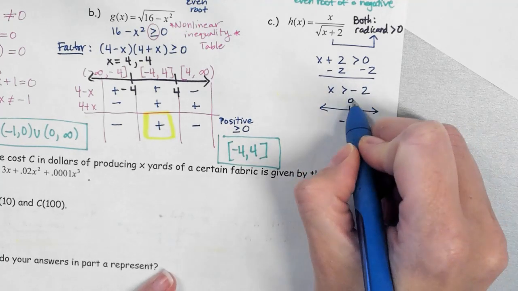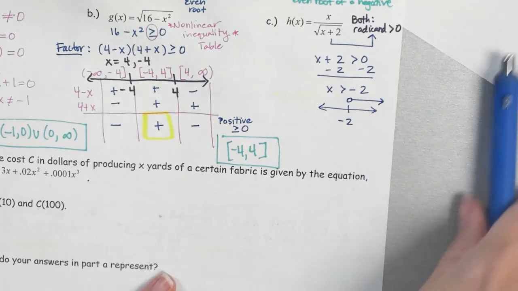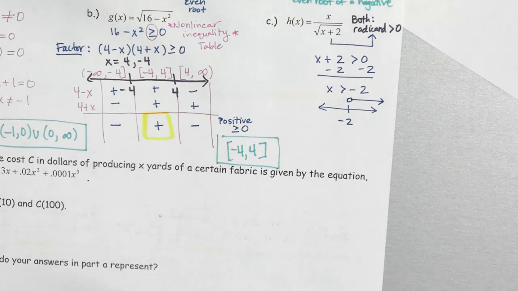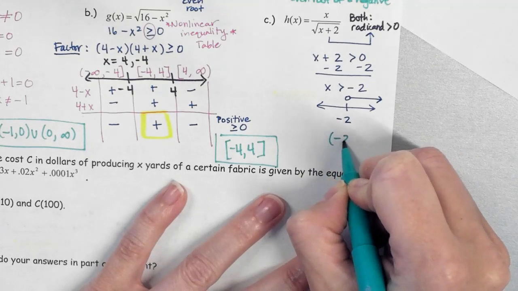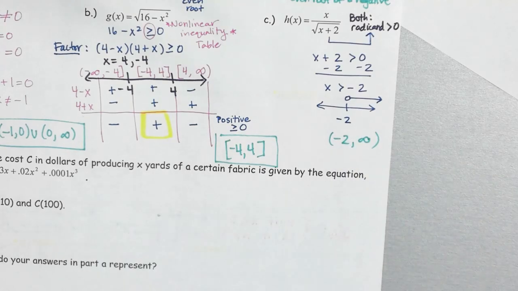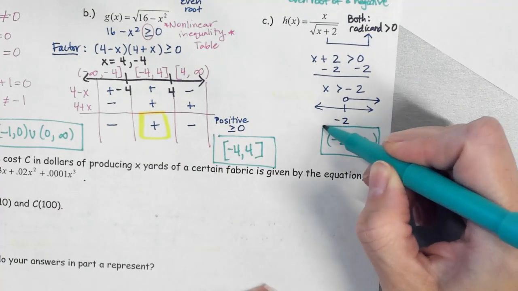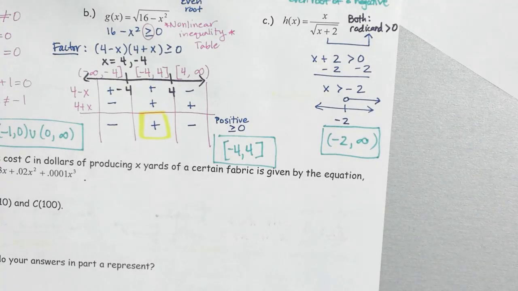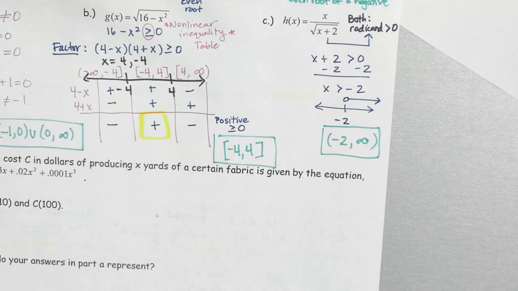X is greater than -2. So if it's greater than, it's an open circle, which means you have what kind of bracket? Yep. And then this is where you can see, okay, -2 is the lowest value, infinity is the highest value. It would go in the other way, which it wouldn't for this. You would start with negative infinity. Okay, good. All right, what questions do you guys have for me in finding the domain?